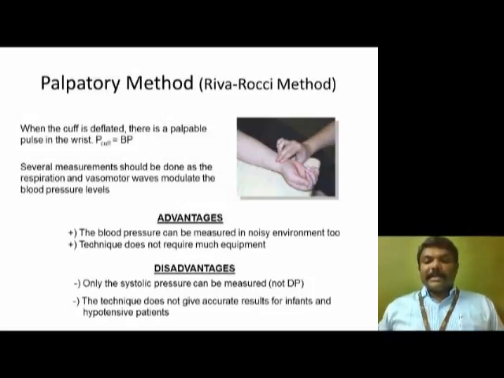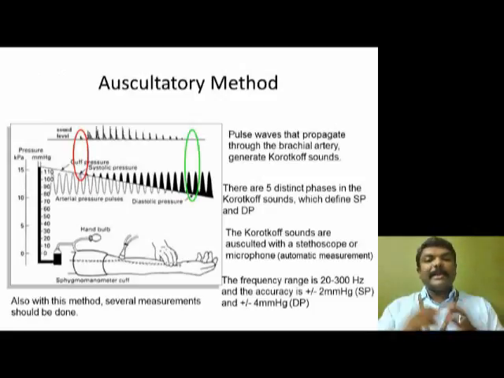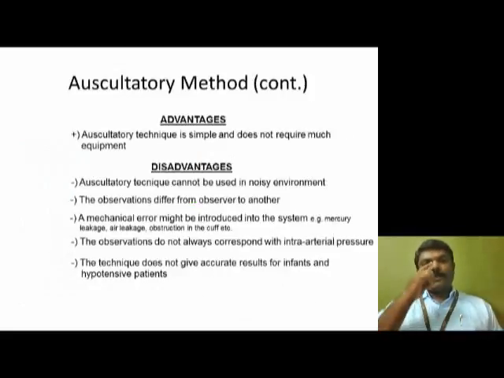And the next method is the oscillatory method. In the oscillatory method, it is a kind of auscultation sensing. With the help of hearing, with the help of sound, with the help of a stethoscope, the doctors will be hearing the Korotkoff sound start and end, and it will be detected. About this we have already discussed.